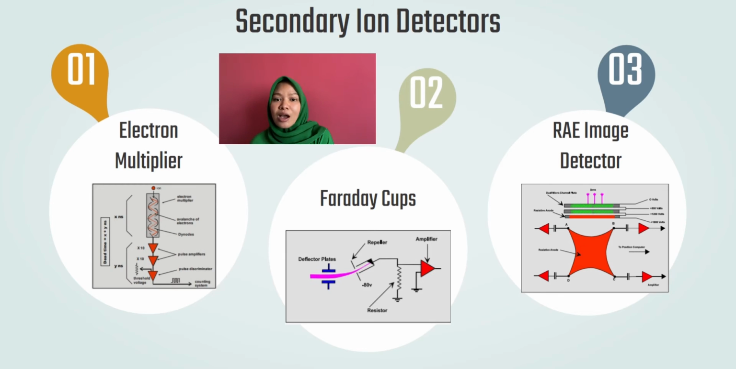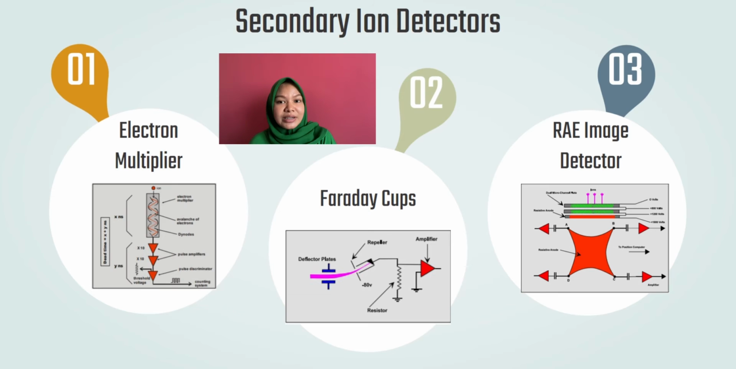A Faraday cup detector can detect count rates from 5 times 10 to the power of -4 per second upwards. Unlike the electron multiplier, it does not discriminate between the type of ion or its energy. It is simple and cheap, but its response time is low. The Faraday cup detector consists of a hollow conducting electrode connected to ground via a high resistance.